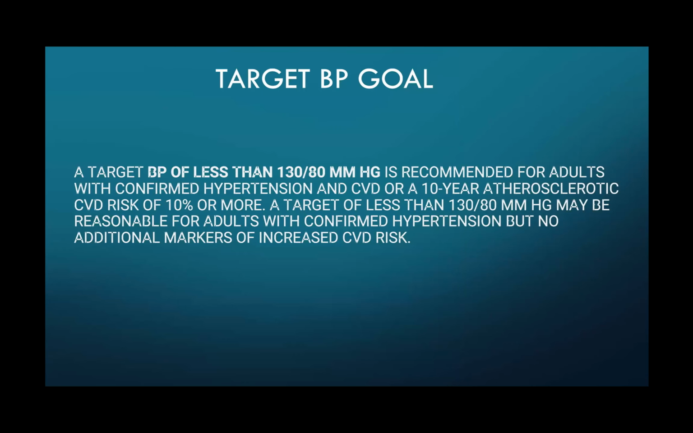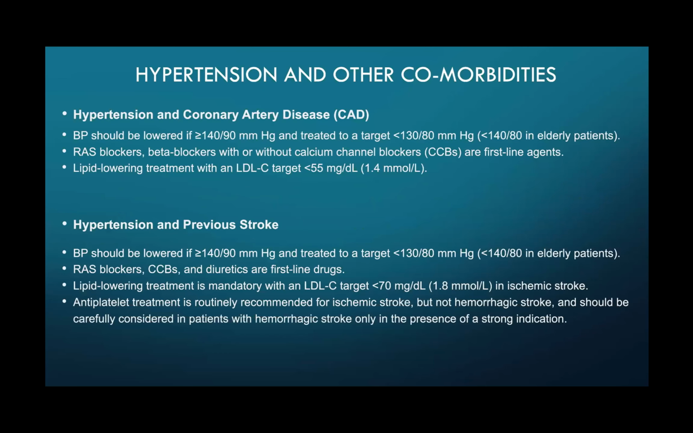same across all situations. Even with hypertension or essential hypertension or secondary hypertension, the blood pressure goal actually varies with what kind of comorbidity you have. So for example, if you have someone with hypertension and CAD, again, you want to lower it to less than 130/80. And the agents that you can commonly use are your RAS blockers, beta blockers, with or without CCBs, and these are usually your first line agents.